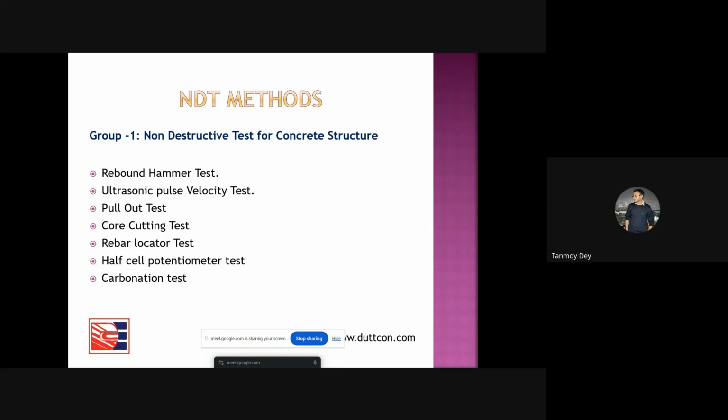Ultrasonic pulse velocity is a very common one. I think most colleges have these two instruments available. Ultrasonic pulse velocity is based on ultrasound. This is also applicable to steel structures. In steel structures, we use a single probe. In concrete structures, we use a double probe.